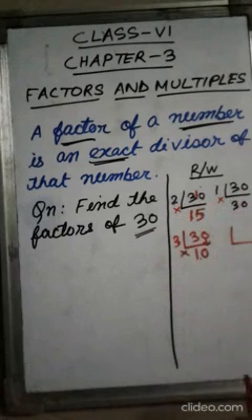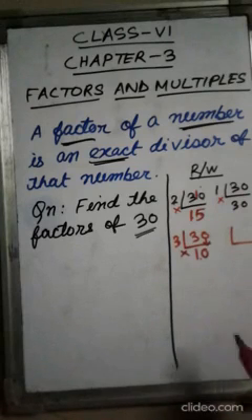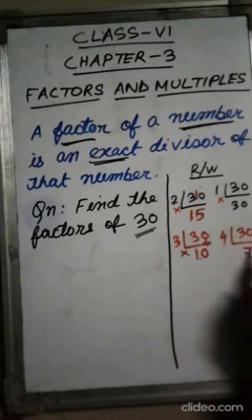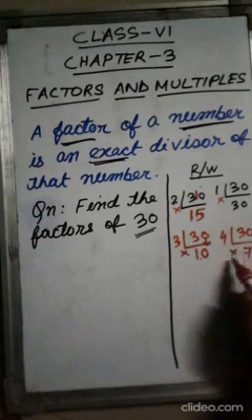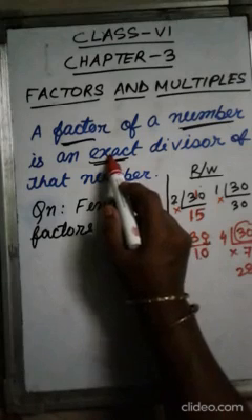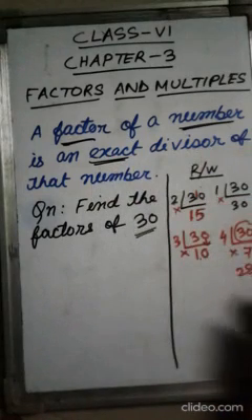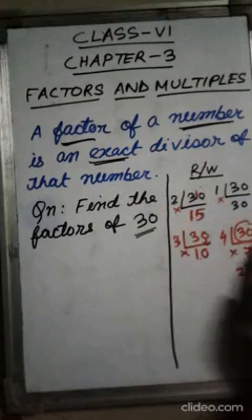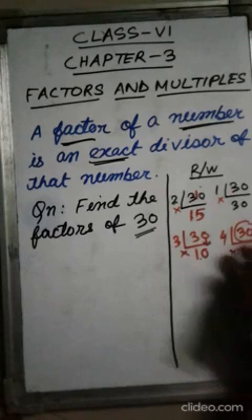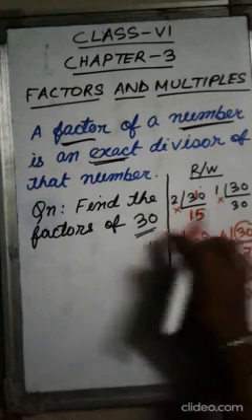We shall check if it is divisible by 4. If we divide by 4, 4 into 7 is 28. But here we have 30. It should be an exact divisor. That means there cannot be any remainder. If it is 28 and this is 30, there will be remainder 2. So we cannot take 4 as a factor of 30.